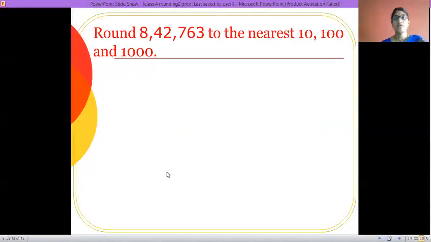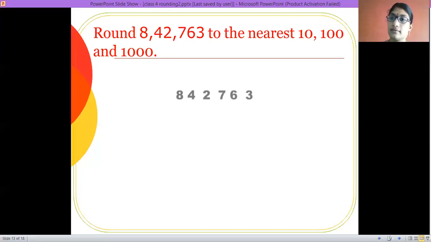Round 8,42,763 to the nearest 10, 100 and 1000. In this example, we are covering all the concepts of rounding to the nearest 10, 100 and 1000. Now, can we write one answer for all these three? No. We have to write separate side headings, and write what the answer is if we round to the nearest 10, what the answer is if we round to the nearest 100, and what the answer is when we round to the nearest 1000.